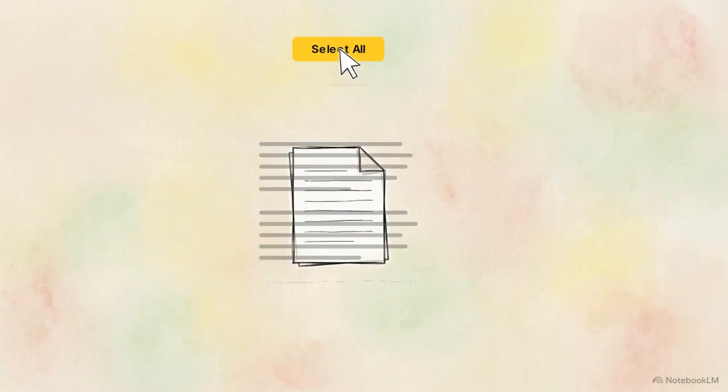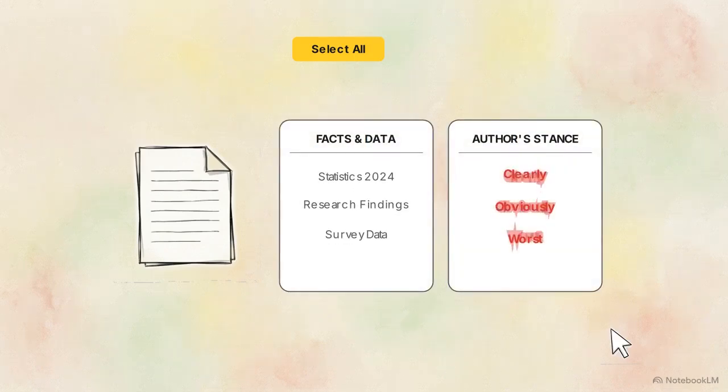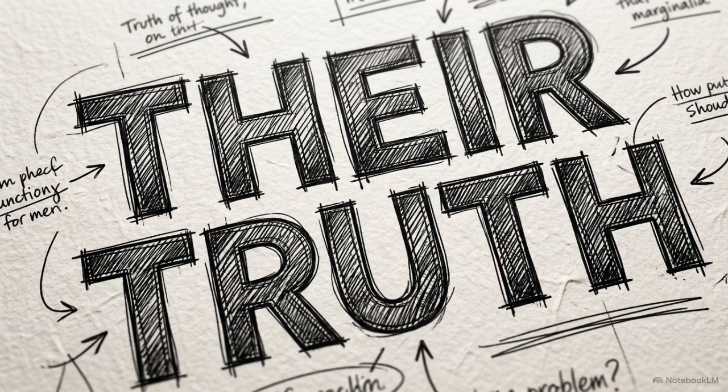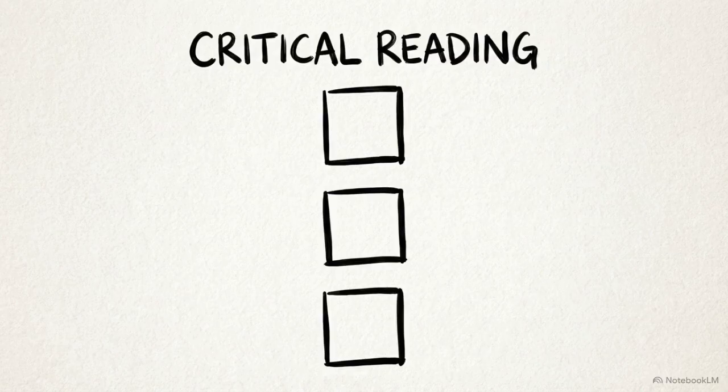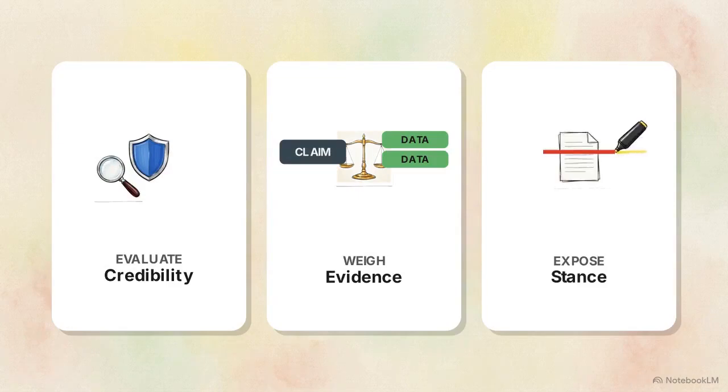When you simply absorb information without questioning it, you inherit the author's hidden biases, blind spots, and agendas. You get exactly what they want to tell you. We are going to fix that. By the end of this video, you will have a 3-step critical reading checklist to evaluate credibility, weigh the evidence, and expose the writer's true stance.